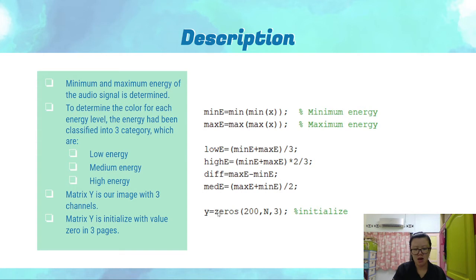Next, I have declared the Y matrix. This Y is for us to display, so it means this Y is our image. I have initialized Y with 0, where 200 is the height of the image, N is the number of frames, meaning the width, and 3 is for 3 pages. The first page is the red channel, the second is the green channel, and the third is the blue channel.